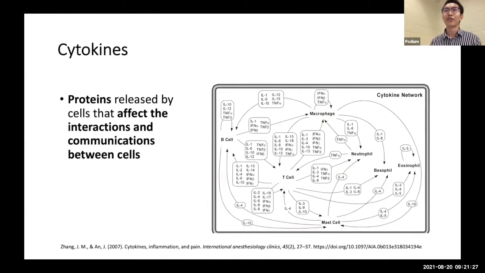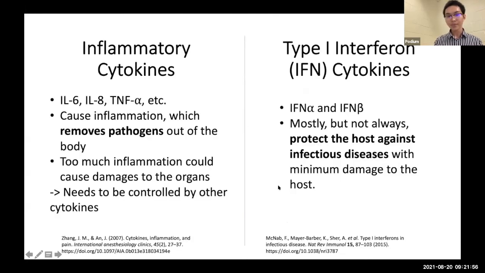You might wonder, for those of you who do not know what cytokines are, they are proteins that are released by the cells, and their job is to affect the interactions and communications between cells. You can see in the picture over here different cytokines and how they affect the communications of different immune cells, some of which we know well, like B cells and T cells.